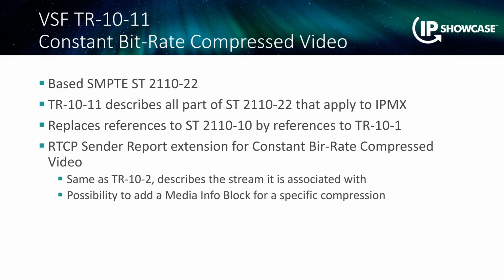And now we come to TR-10-11, which is constant bitrate video, basically the equivalent to 2110-22, where we transport compressed video that's a constant bitrate. Again, written as these are the parts of -22 that apply to IPMX, changing all references to 2110-10 to TR-10-1. Sender reports are covered in there, including what data should be inside the info block.